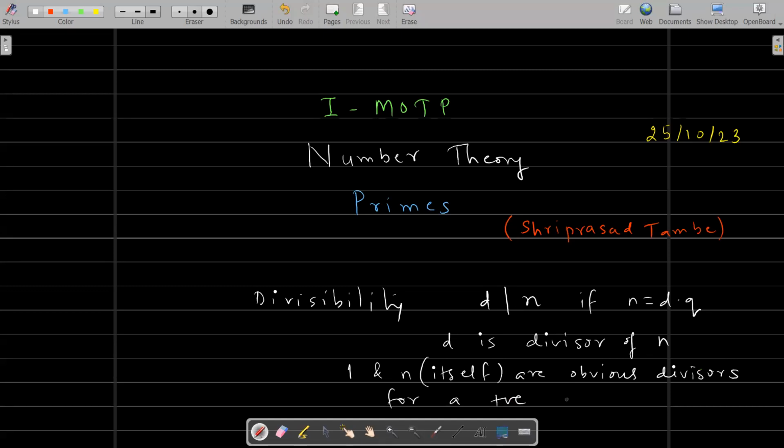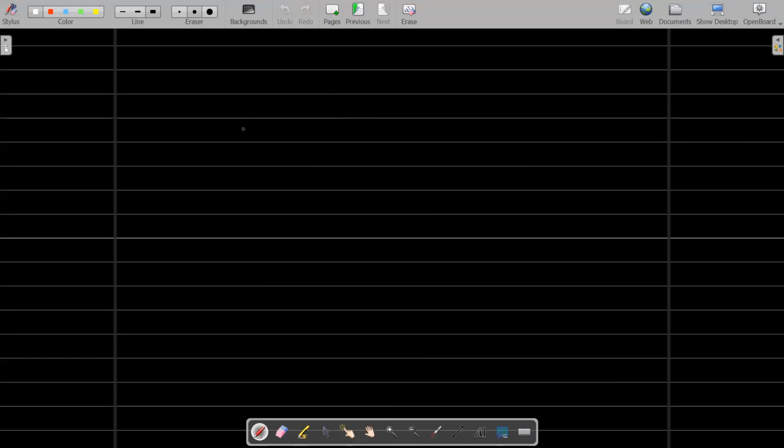For a positive integer. And in fact, some numbers are so special that they have only these two divisors, 1 and the number itself. And such numbers we call prime numbers. Let me go to the next page and I'll write the definition. So for example, say number 2, and the only divisors are 1 and 2. And such a number we say is prime.